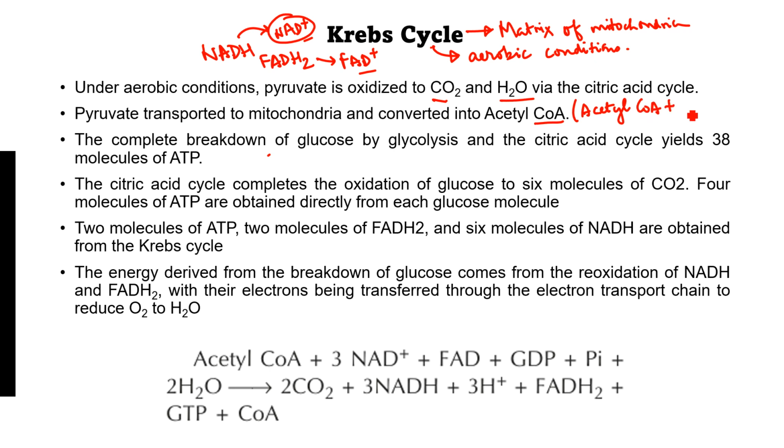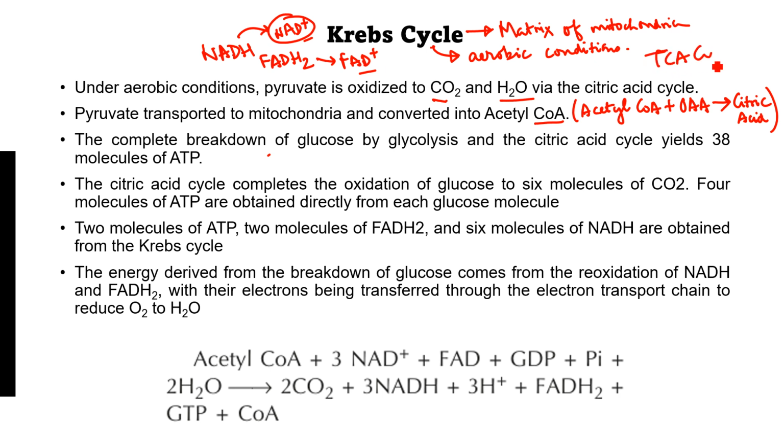So acetyl CoA combines with oxaloacetic acid. Oxaloacetic acid is a 4 carbon compound, and it results in the formation of a 6 carbon compound, which is citric acid. So the first product of this cycle is citric acid. That is why it is also known as the citric acid cycle, or the tricarboxylic acid cycle. If you see the structure of citric acid, you will see there are 3 carboxyl groups present in citric acid. So that is why it is also known as the TCA cycle.